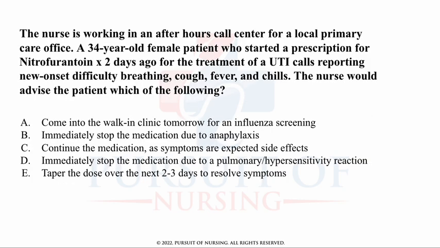All right, this is a classic multiple choice style question testing your knowledge of physiological integrity. The nurse is working in an after-hours call center for a local primary care office. A 34-year-old female patient who started a prescription for Macrobid 2 days ago for the treatment of a UTI calls reporting new onset difficulty breathing, cough, fever, and chills. The nurse would advise the patient which of the following? So just started Macrobid, and now the patient is having difficulty breathing, a cough, fever, and chills.